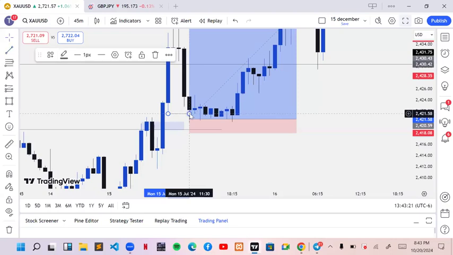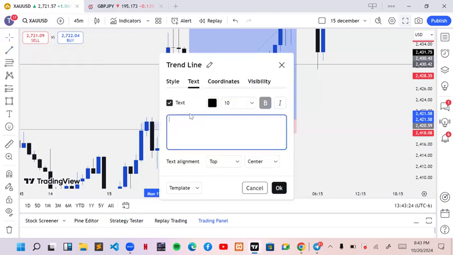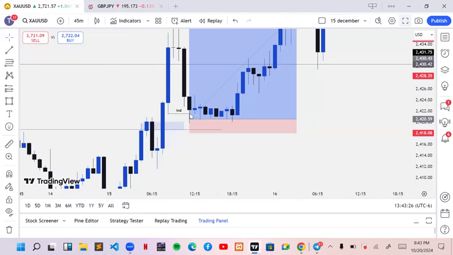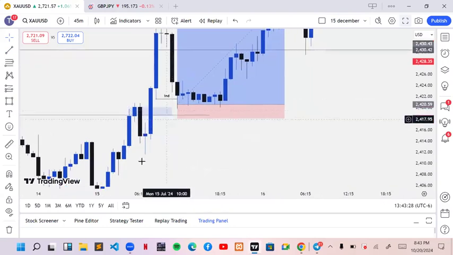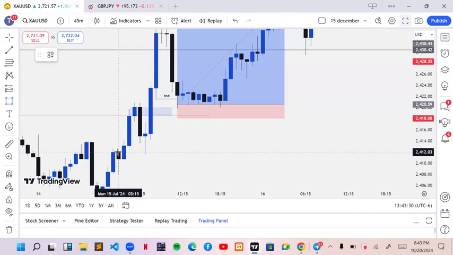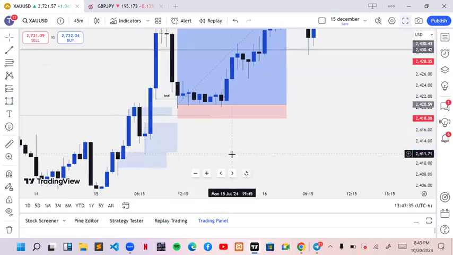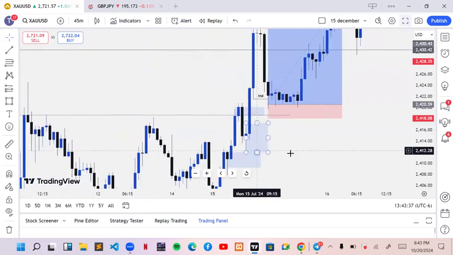This is our inducement right here. So there's another block down here. There's also another block down here too. So which point of interest are we going to use?